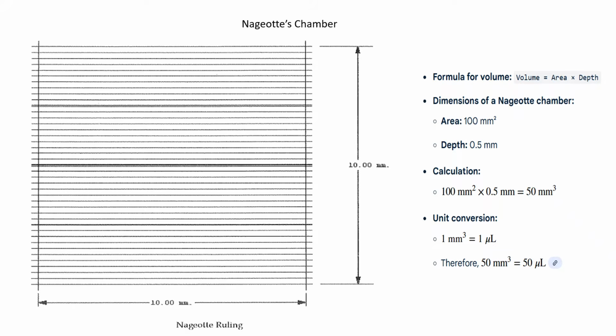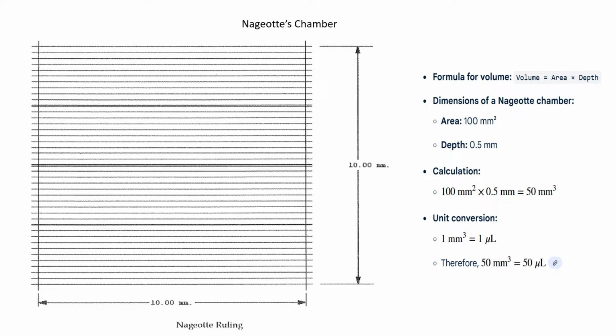The Nageotte's counting chamber has a volume of 50 microliter because its total grid area is 100 millimeter square and its chamber depth is 0.5 millimeter. The volume is calculated by multiplying area into depth. Hence, the volume is 50 microliters.